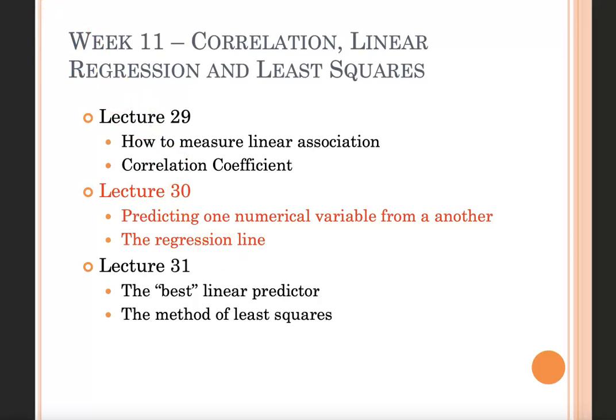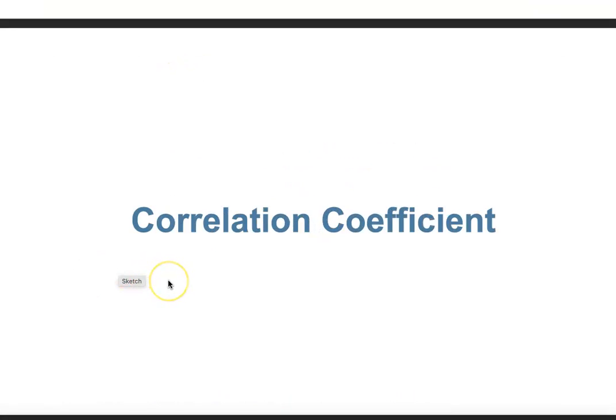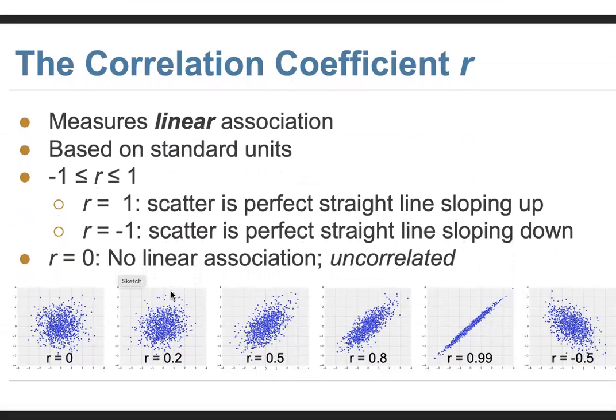So the first thing, let's review the correlation coefficient. In the previous lecture, we talked about correlation. The most important thing, we introduced the correlation coefficient that we represent by R. The correlation coefficient R measures linear association. So pay attention, we only talk about the association, we focus on the linear association. The value of R is between -1 and 1.